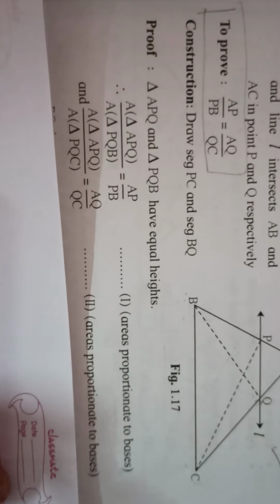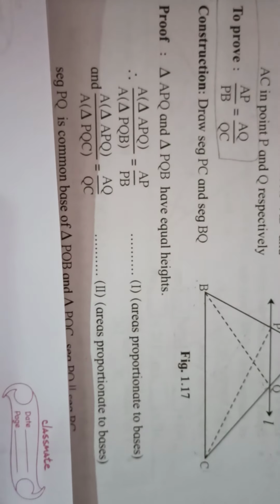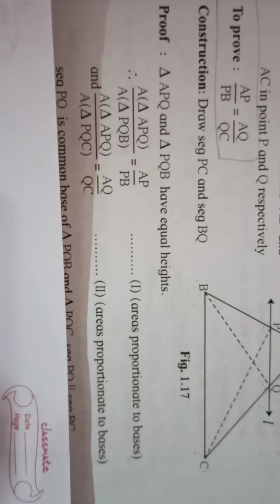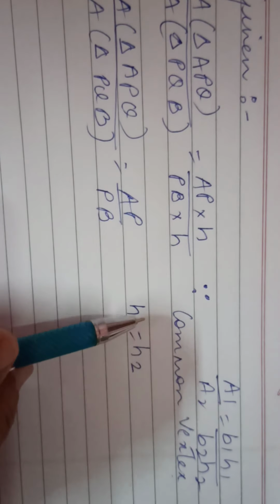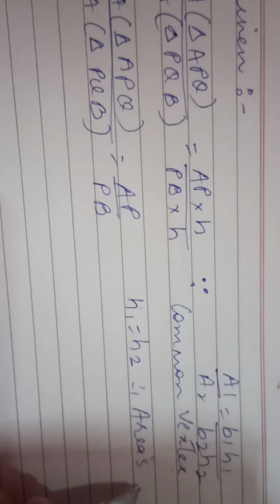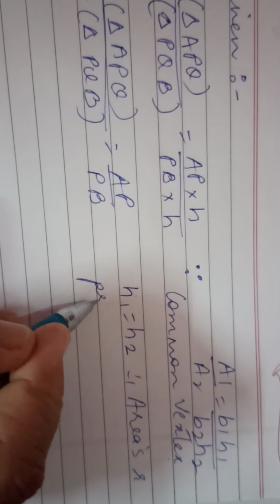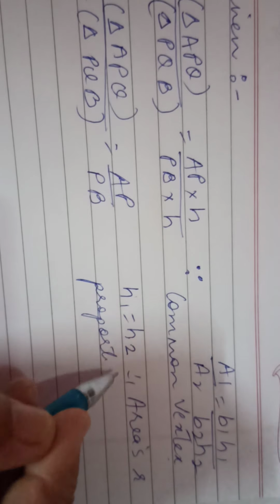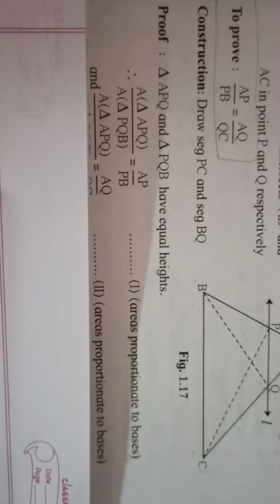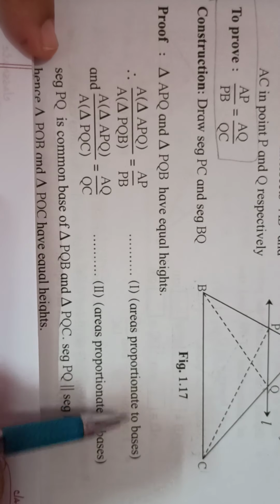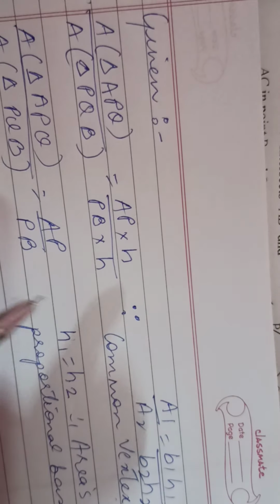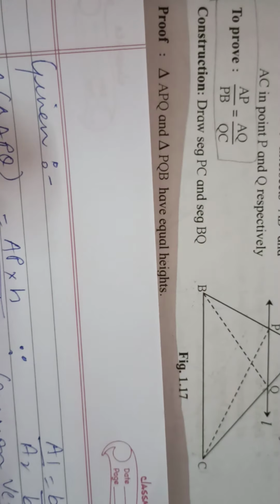When they are proportional to bases, because of their common vertex, what do they have? They have H1 is equal to H2. Both the triangles have the same height, and therefore the areas are proportional to their bases, which is written here. Therefore areas proportionate to bases, directly AP upon PB they have given. Now the second step I will explain to you.